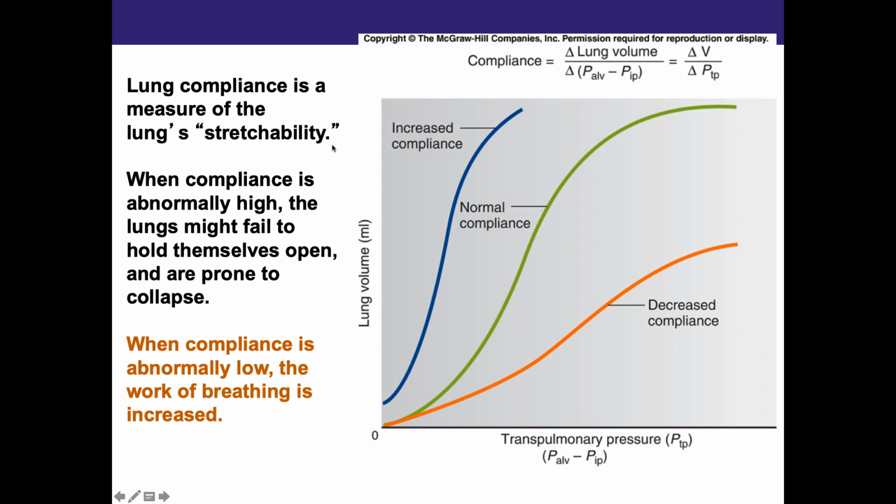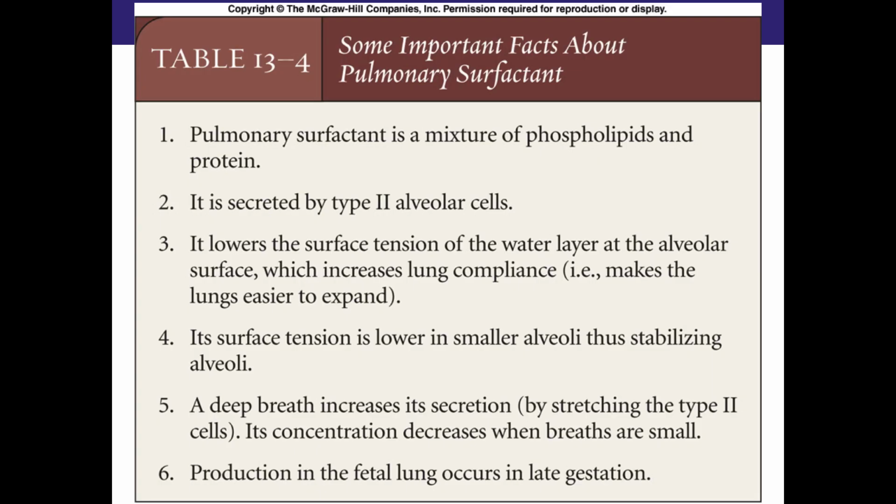All right, so here is a really nice summary slide of surfactant. It's a mixture of phospholipids and protein. It's secreted by the type 2 alveolar cells. It lowers the surface tension at the alveolar surface and increases the stretchability of the alveoli, or lung compliance, making the lungs easier to expand. Now, here's where it gets a little bit more difficult. Surface tension is lower in smaller alveoli, stabilizing the alveoli. So let's take a look at this. It gets a little bit more complicated here.